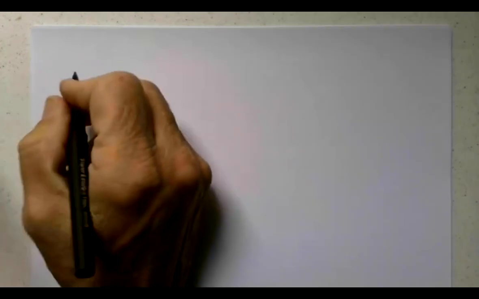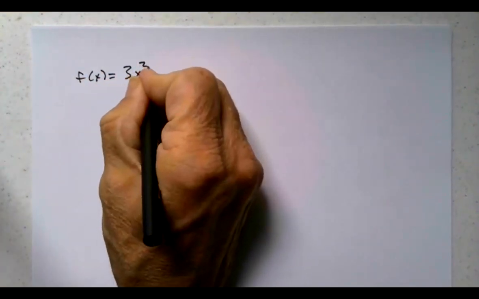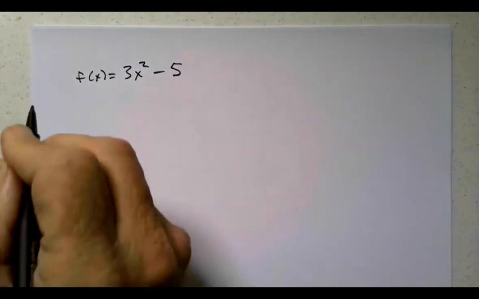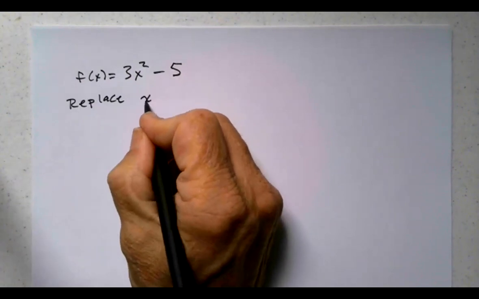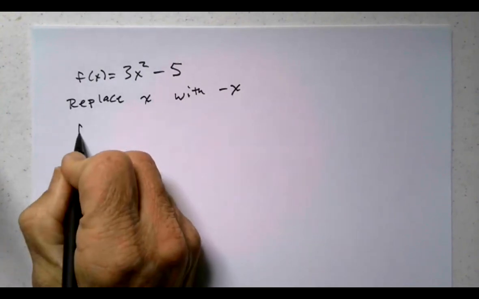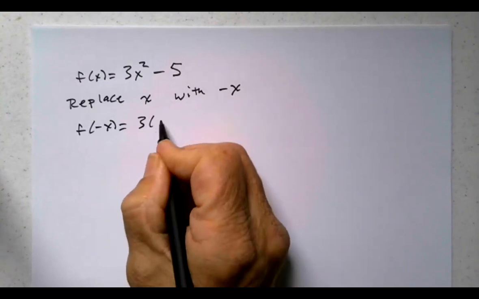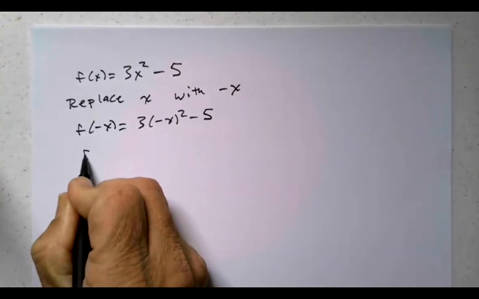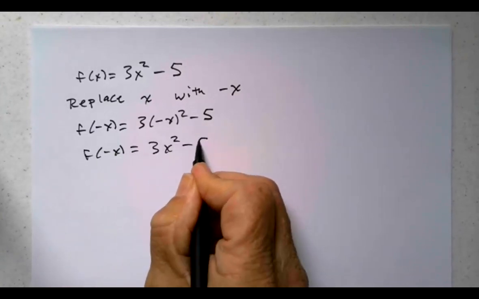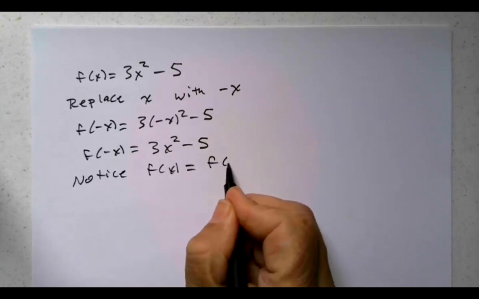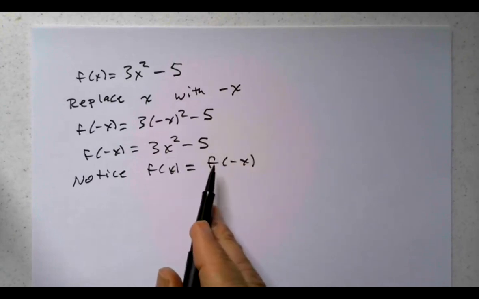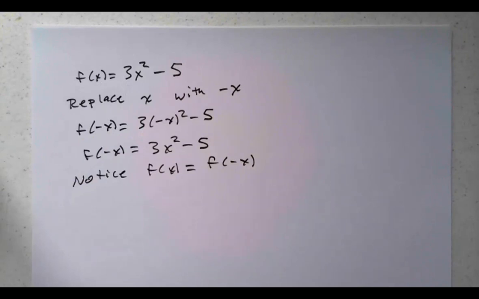Now, if we look at functions, for example, if I take a look at f of x equals 3x squared minus 5, what I'm going to do here is replace x with negative x again, because we're going to check to see if the graph is symmetric with respect to the y-axis, which will give me f of negative x is the same as 3 times negative x squared minus 5. So f of negative x is 3x squared minus 5. You'll notice that's the same as f of x. Notice f of x is the same thing as f of negative x. So replacing x with negative x, we wind up with the same equation in essence, right? y equals 3x squared minus 5, y equals 3x squared minus 5. This is symmetric with respect to the y-axis.